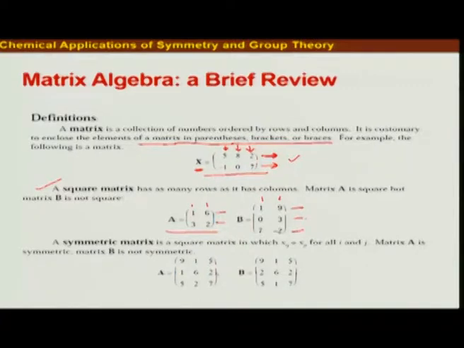So this B or this X here, they are not square matrices. Okay. Now one more type of matrix that we can think about is a symmetric matrix. So a symmetric matrix is a square matrix in which xij equals xji.